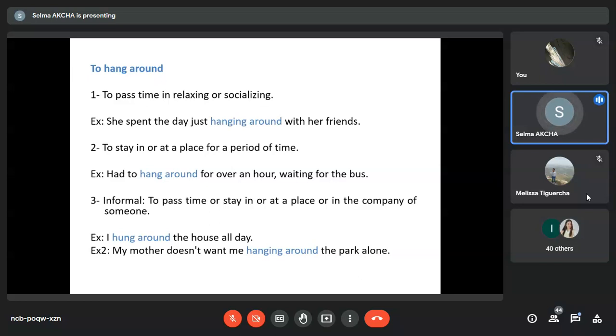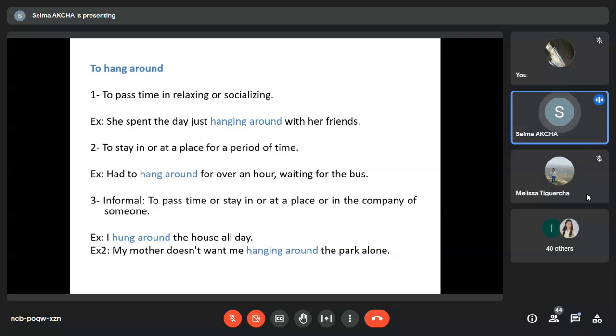The third meaning, which is informal, but I told you we don't care because we use it. It's not rude. It is not inappropriate. Ce n'est pas inapproprié ou impoli. We can use it. To pass time, passer du temps, to spend time, or stay in or at a place. Sometimes we say in a place, or sometimes we say at a place. That's why we say in or at. To pass time, donc passer du temps. Or stay, rester au même endroit. Or at a place, or in the company of someone.